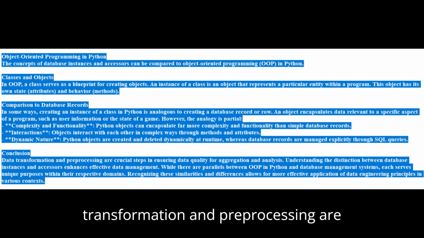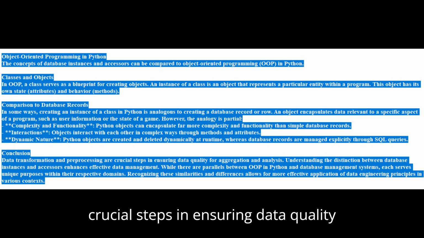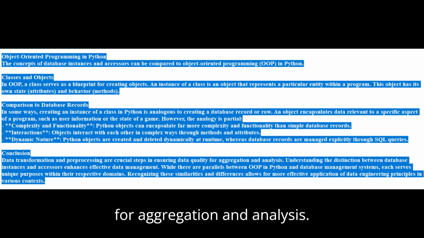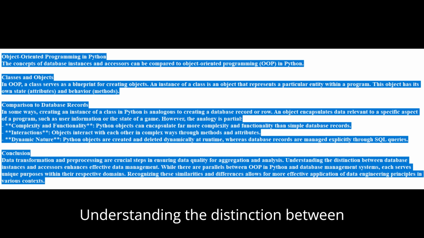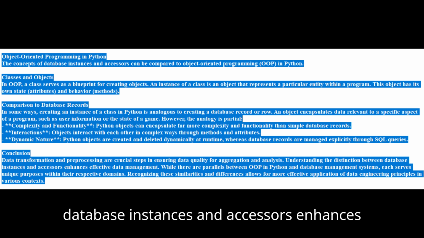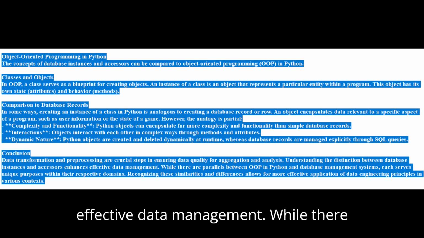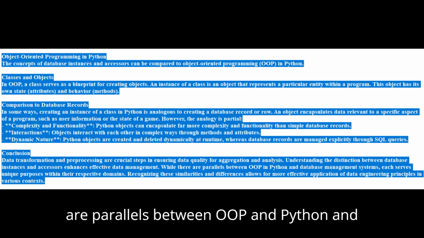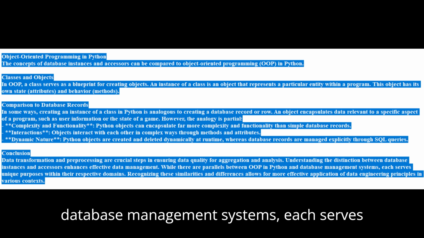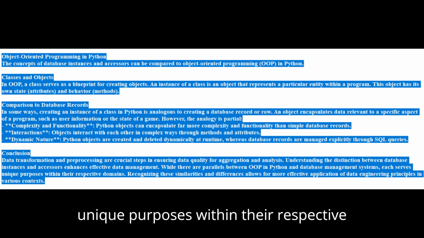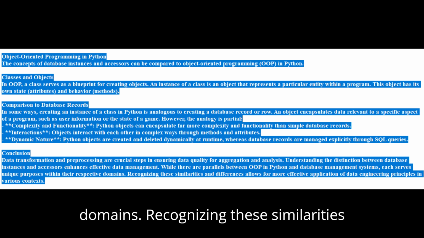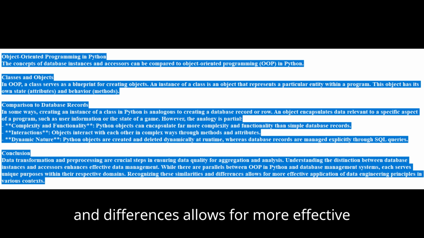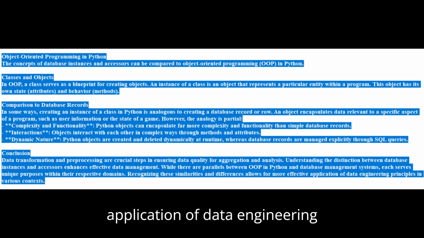Conclusion. Data transformation and pre-processing are crucial steps in ensuring data quality for aggregation and analysis. Understanding the distinction between database instances and accessors enhances effective data management. While there are parallels between OOP and Python and database management systems, each serves unique purposes within their respective domains. Recognizing these similarities and differences allows for more effective application of data engineering principles in various contexts.